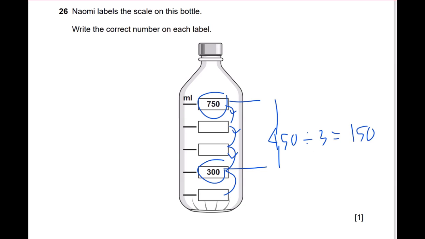So 300 plus 150 is 450. 450 plus 150 is 600. Now, for this number, we have to minus 150, then we get 150. We have 150, 300, 450, 600. So that will be our answer.